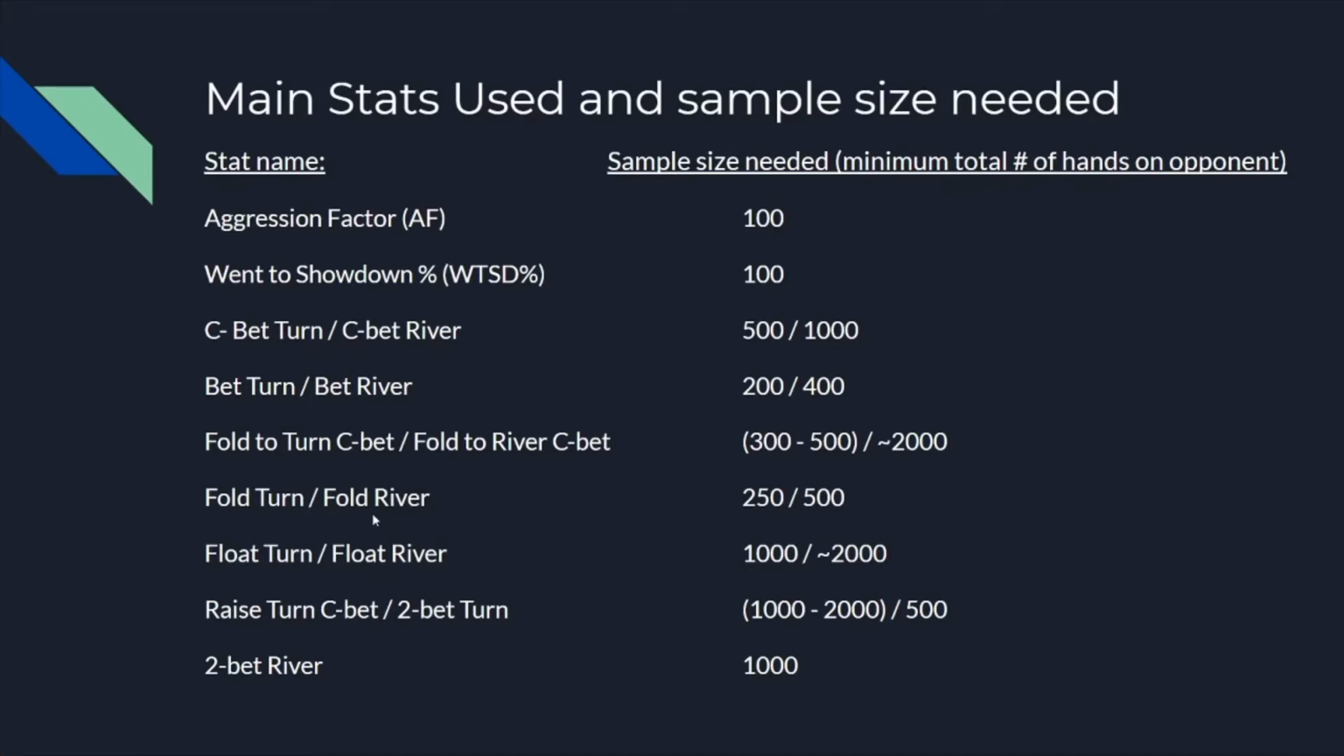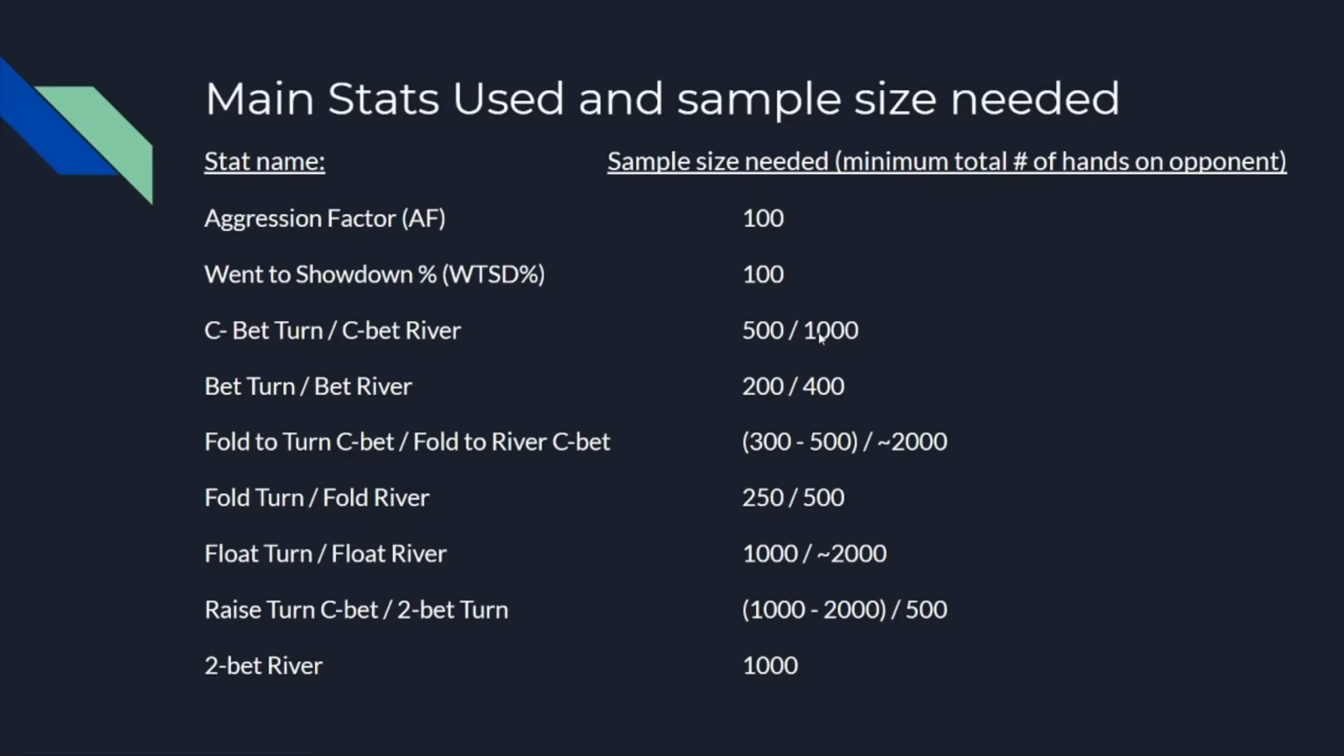A couple more things I wanted to go over quickly on this page is that I've coupled a lot of the stats together. As you can see, C-bet turn and C-bet river are coupled together, and these are just the sample sizes relative to those stats. So you want to have at least 500 hands on an opponent to start reliably using the C-bet turn, and you want at least 1,000 hands on the opponent to reliably start using the C-bet river.